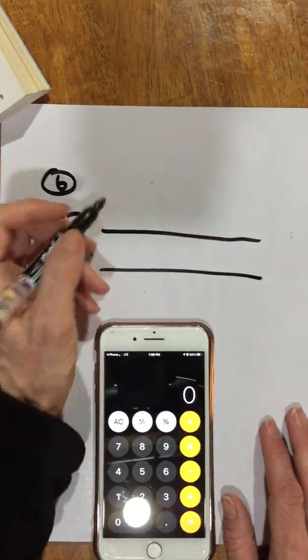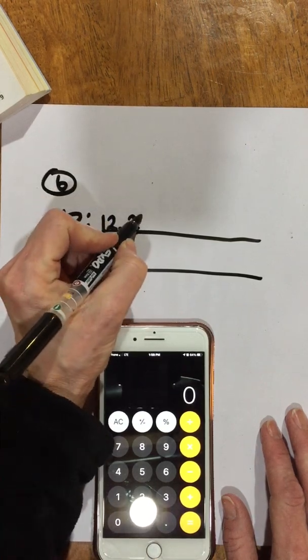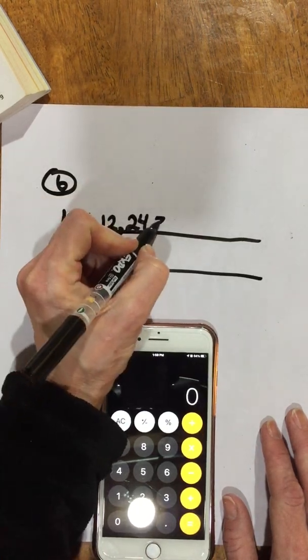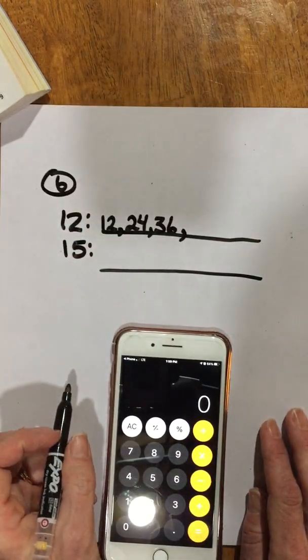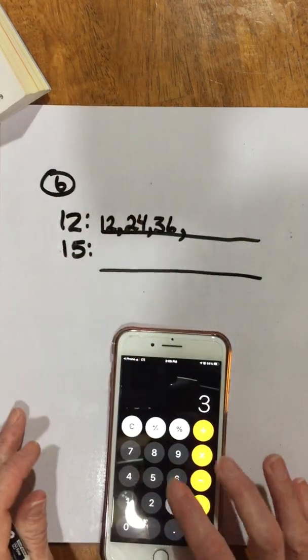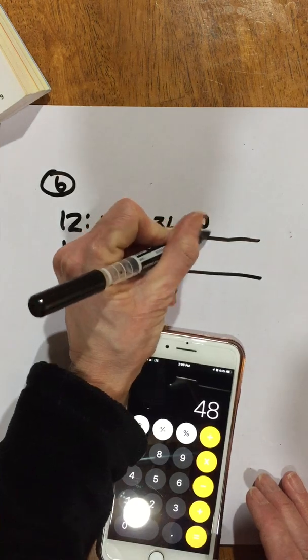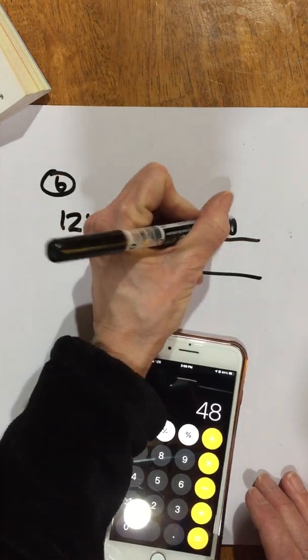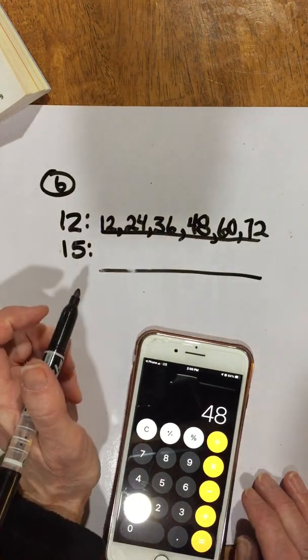Okay, so we've got 12. I should know these, but I never worked on them that hard in life. 24, 36, 48, sorry, 60 would be next, 72. Let's do some 15s and see if we find one yet.